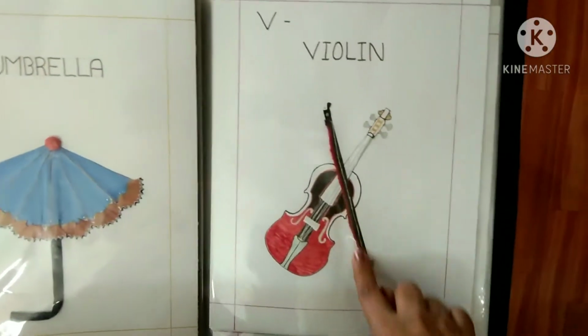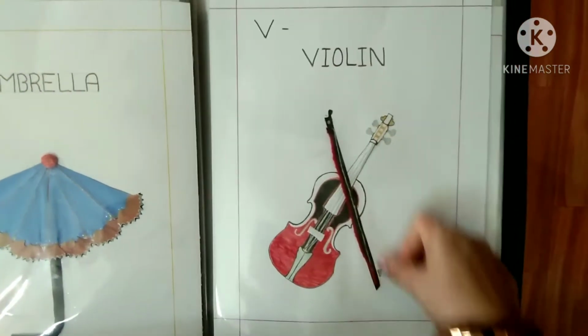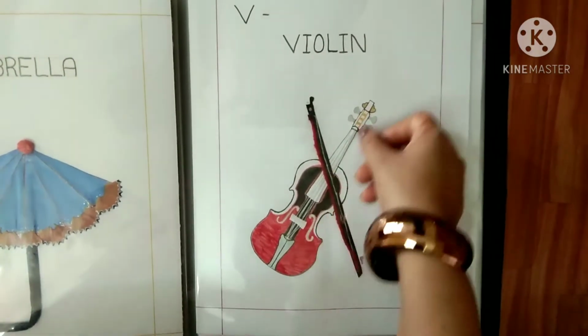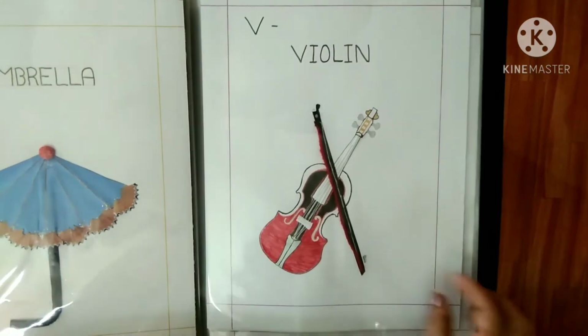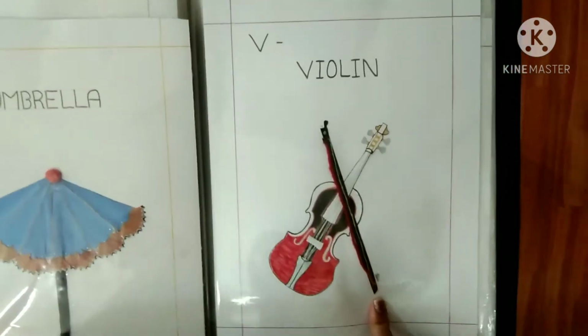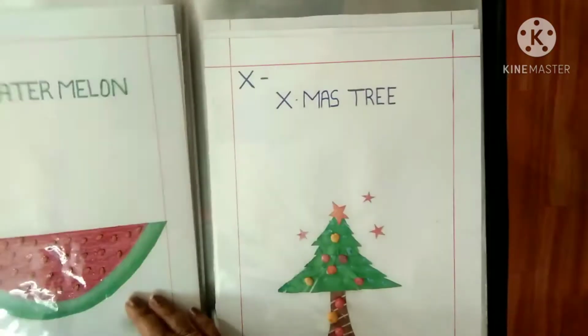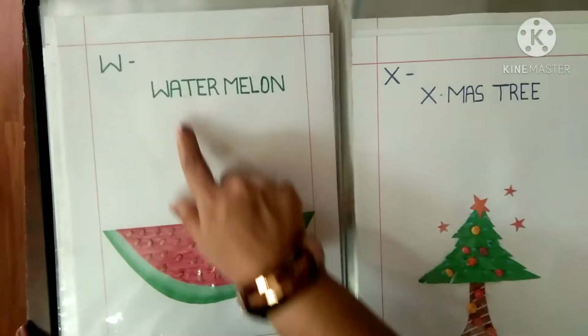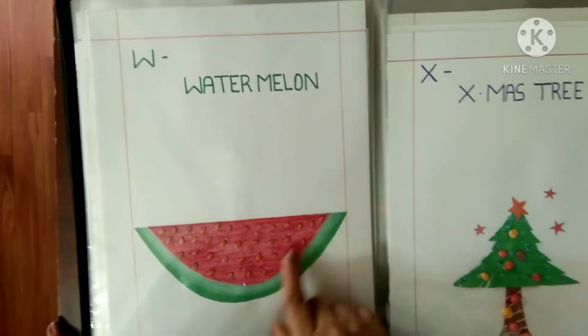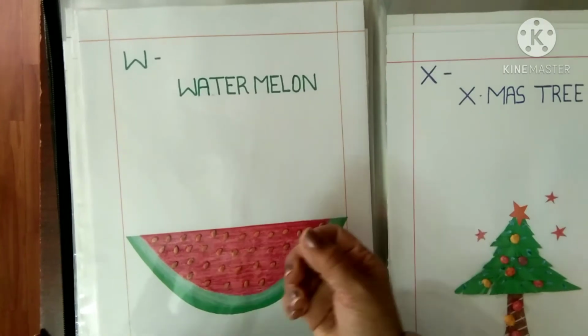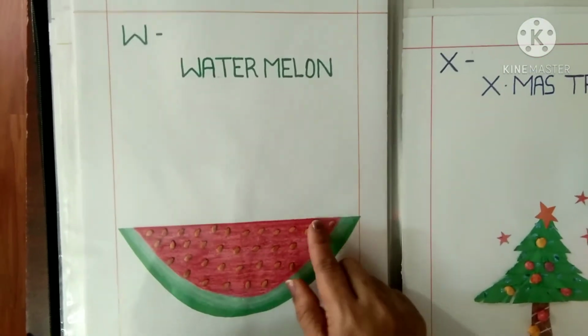V for violin, woolen pasting. You could see these are all woolens which have been pasted here for a violin. So you can just apply gum and ask the children to paste like this. So it's a violin, they get confidence. This is so beautifully done. W for watermelon, it looks like a real watermelon. Taking watermelon seeds and pasting them next to it.